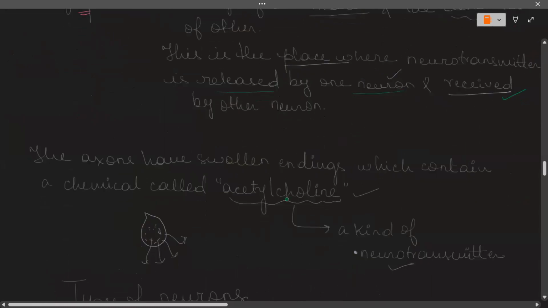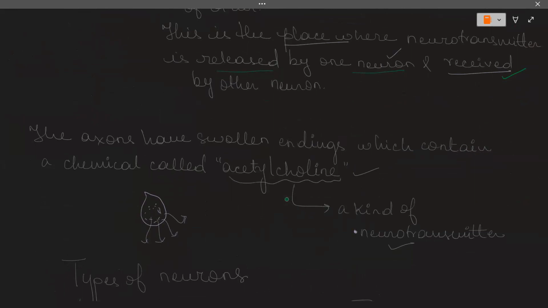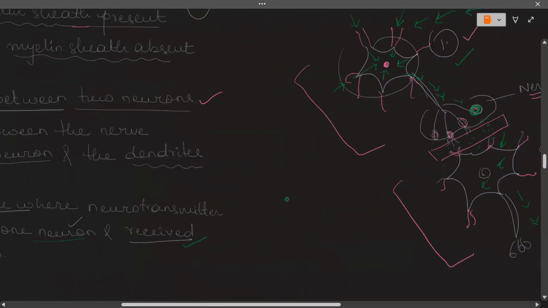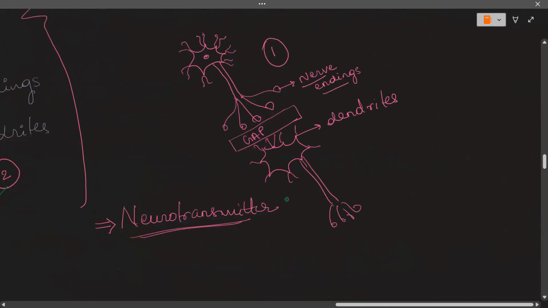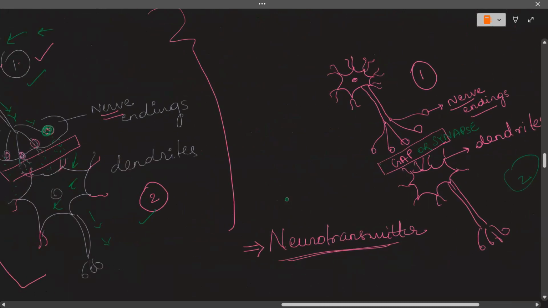Now, the axons have swollen endings which contain. Ma'am, what is synapse? Synapse is this gap that I told you. Do you remember I wrote a gap here? You can call it a gap also, or the proper name for it is synapse. This gap which is present in between two neurons, that is what we call a synapse. Clear? Okay.